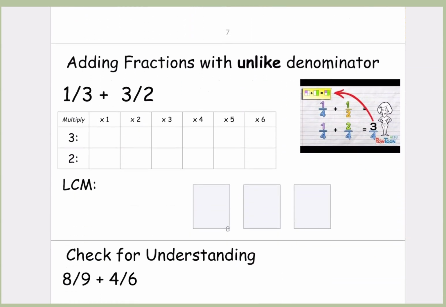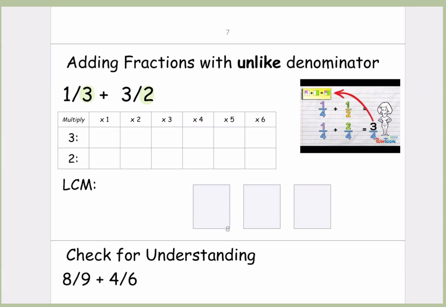So let's practice that. Adding fractions with unlike denominators. As we can see here, we have 2 denominators. One of the denominators is 3. That means we're dividing our whole into 3 pieces. The second denominator here is 2. That means we're dividing our whole into 2 pieces. So the first thing that we would like to do is to find a multiple that they have in common.